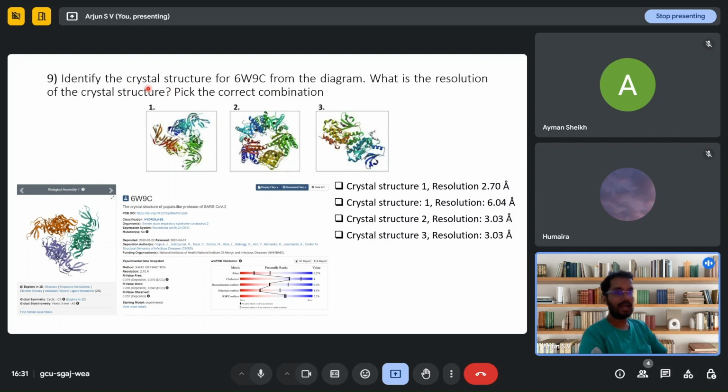So as usual, if you go to PDB and then type this 6W9C in the search bar, you will land on this page, and here it will be.